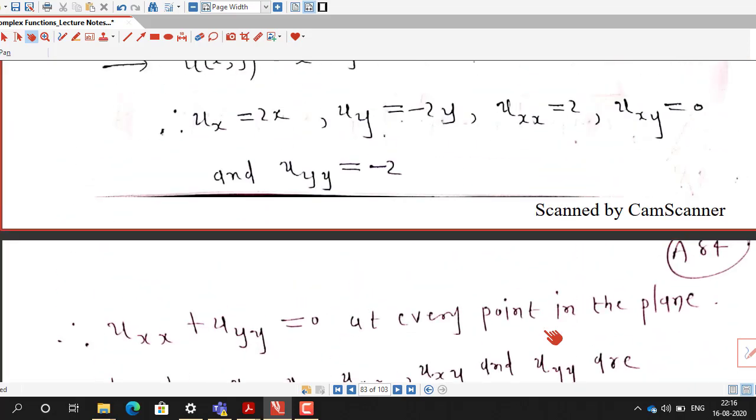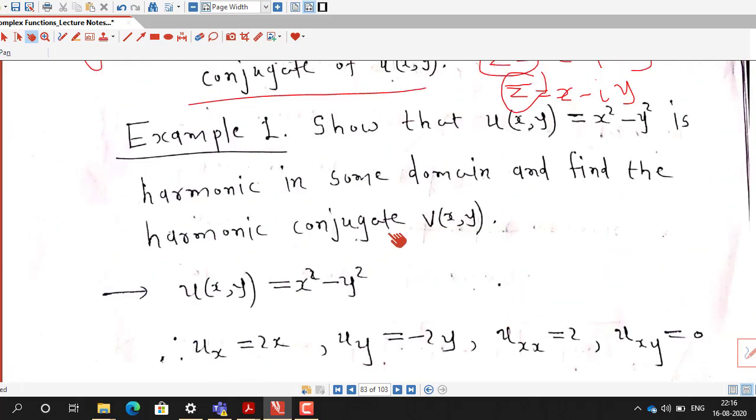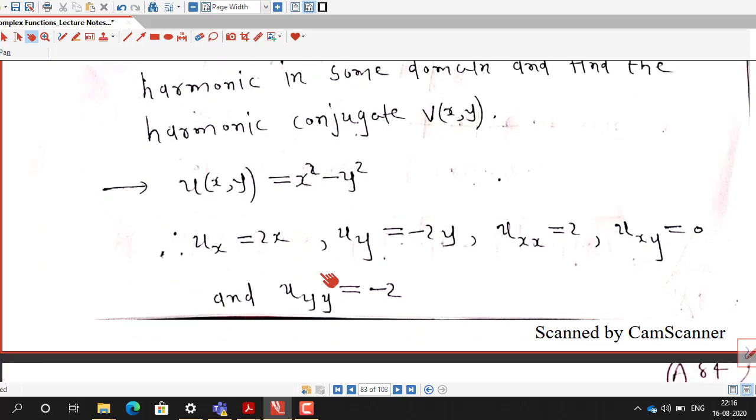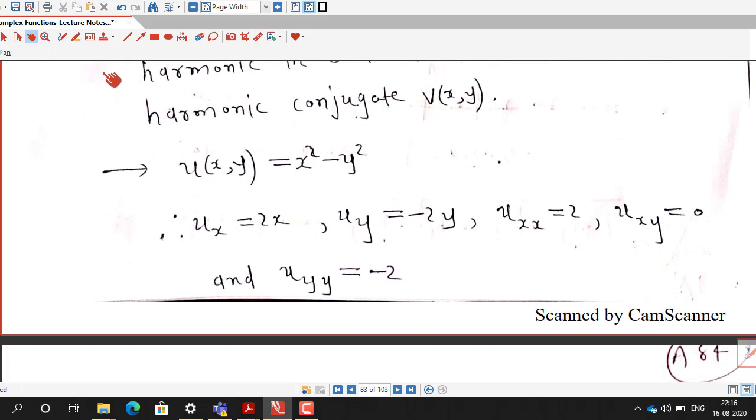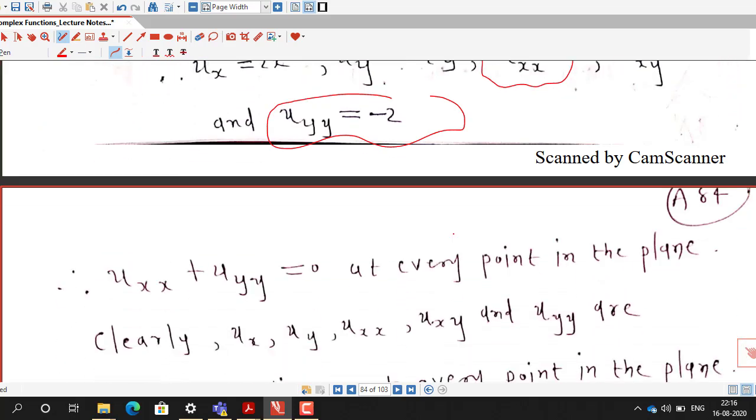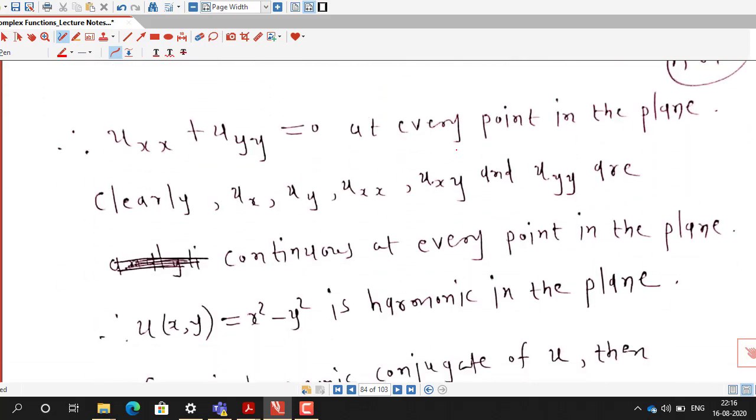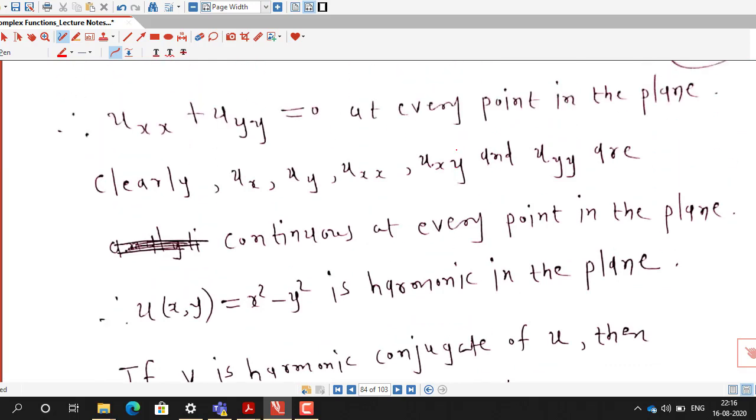So it is easy to show that a given function is harmonic. You just have to find the first and second order partial derivatives, check whether they are continuous, and check that the addition of u_xx and u_yy is 0 at every point in the given domain. So here the domain is the whole xy plane. So u is a harmonic function in the plane.